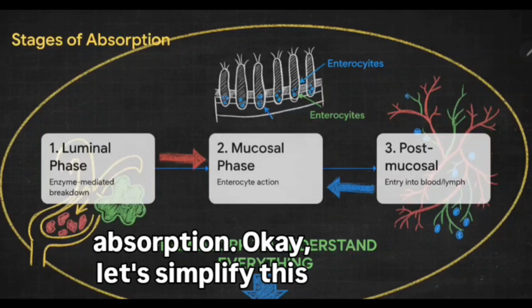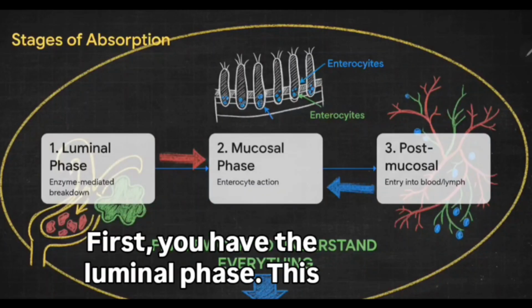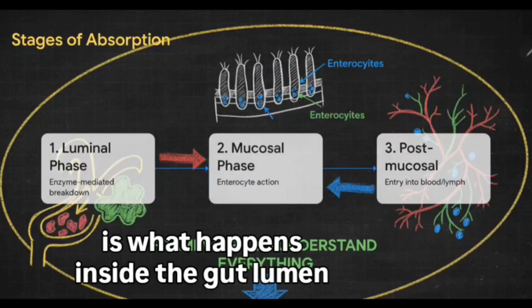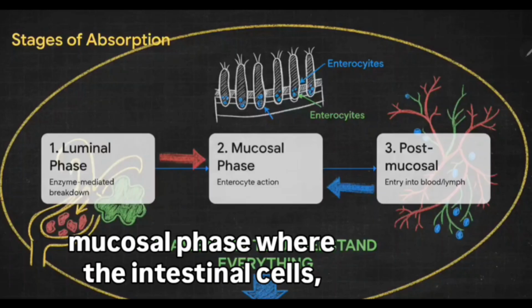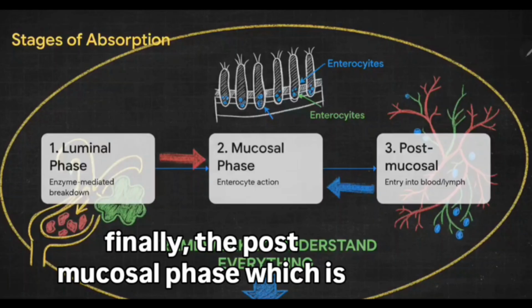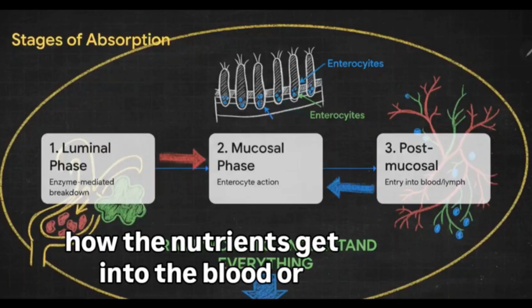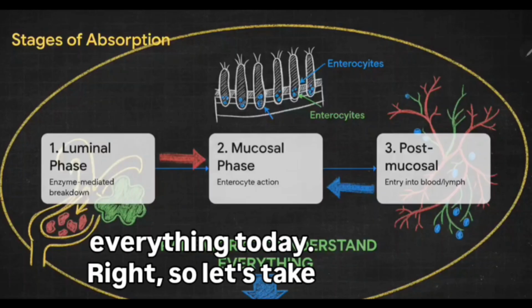Okay, let's simplify this whole process. We can break down absorption into just three main stages. First, you have the luminal phase. This is what happens inside the gut lumen, where enzymes get to work. Second is the mucosal phase, where the intestinal cells, the enterocytes, do their job. And finally, the post-mucosal phase, which is how the nutrients get into the blood or lymph. We're going to use this simple three-stage framework to understand everything today.